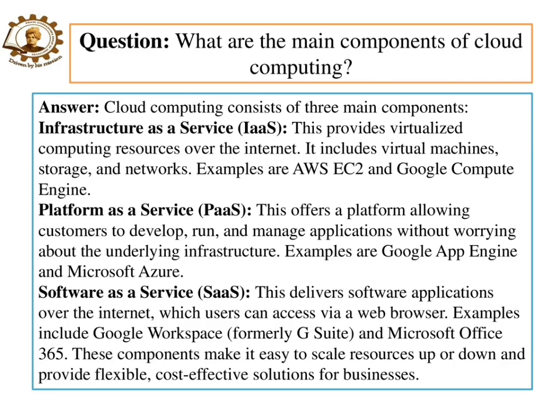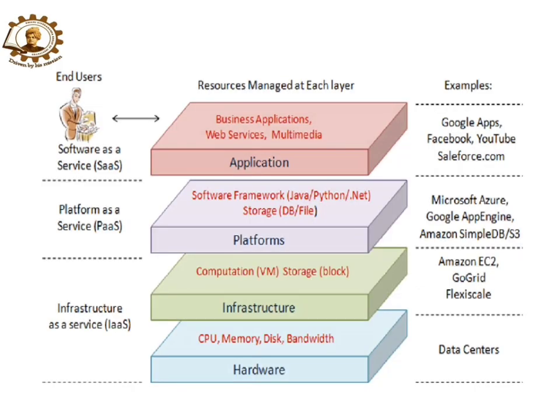The most important, that is the three main components of cloud computing, are number one, infrastructure as a service, which provides virtual machines and other resources. Number two, platform as a service, which offers tools for developers to create applications without managing the underlying infrastructure. And number three is software as a service, that is, delivers software applications over the internet, which users can access via a web browser.